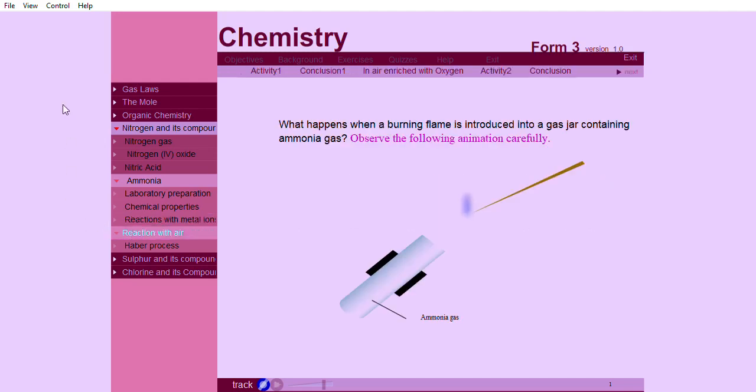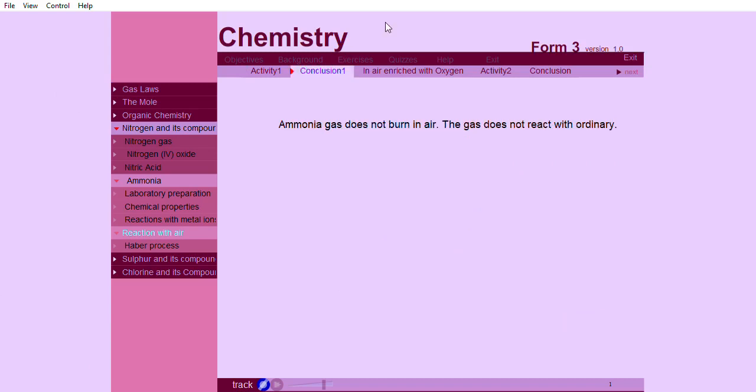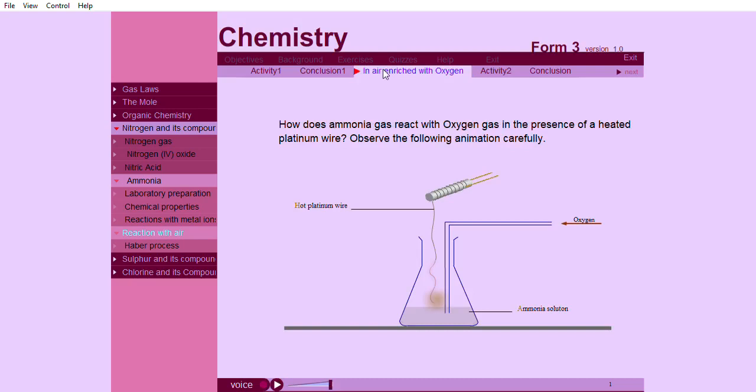What happens when a burning flame is introduced into a gas jar containing ammonia gas? How does ammonia react with air in the presence of heated platinum wire?